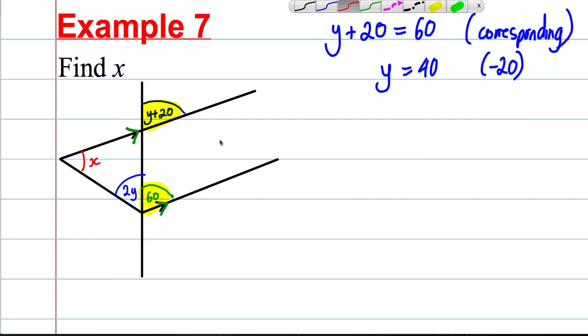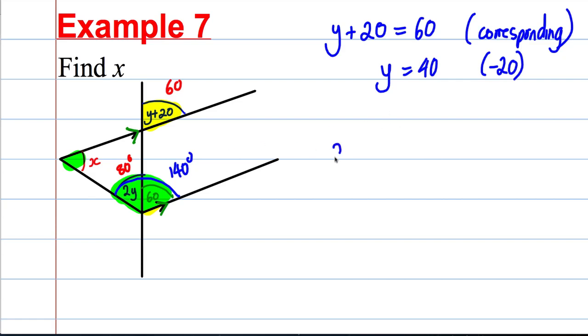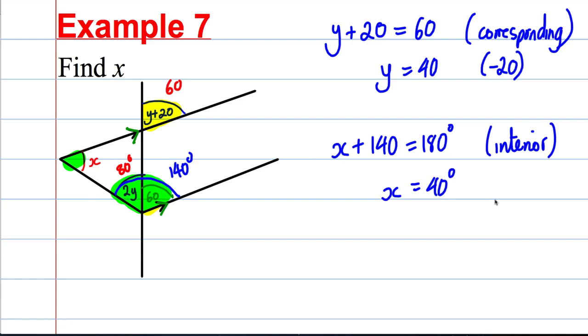So let's fill in the angles we now know. That's 60, and 2 lots of y would be 80 degrees. Now, the next thing you should think to yourself is this one and this one, the whole one there, they're interior angles. They add to 180, right? So this whole angle here, 2y plus 60 must be 140, because y is 40, 2y is 80, 80 plus 60 is 140. So therefore these two, x plus 140, must add to 180 degrees, and that's because they are interior, another mark. So therefore x must be 40 degrees, your final mark.